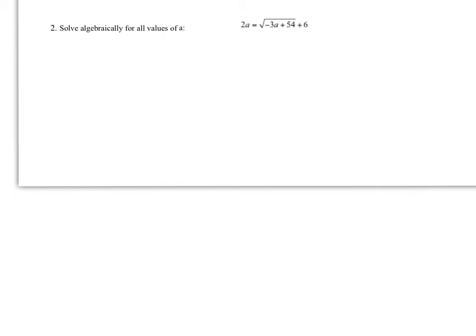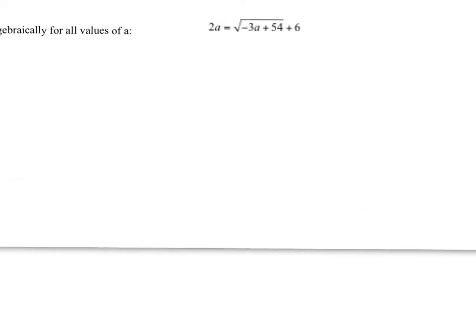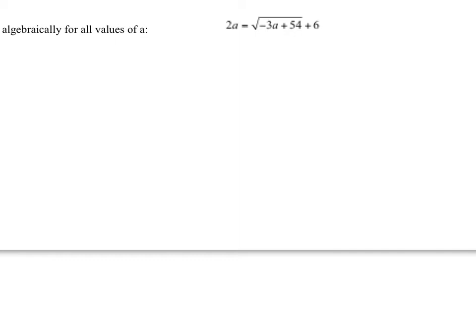All right, so in number 2, we again have a radical equation. So the first thing we want to do is isolate the radical. So I'm going to subtract 6. Actually, let me just make this a little bigger. Okay, so I'm going to subtract 6 from both sides of the equation. And that'll leave me with 2a minus 6 equals the square root of negative 3a plus 54.